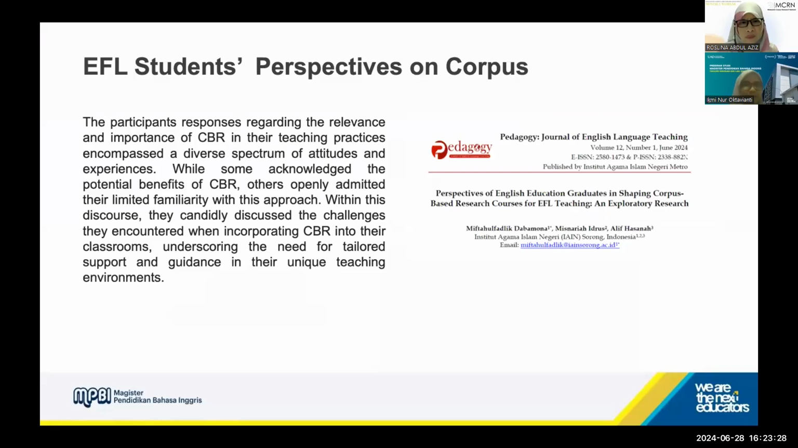And some other studies were done to see the students' perspectives or perceptions of corpus use or a corpus-based research course for EFL teaching. This one is done by Dabamona et al. in 2024, so this is quite current. The results show that the participants' responses regarding the relevance and importance of CBR in their teaching practice encompass a diverse spectrum of attitudes and experiences. Some participants acknowledged the potential benefit of corpora, while others admitted that they are not familiar with this, so they are still confused. They still need more support and guidance.